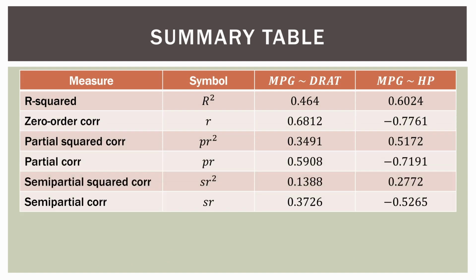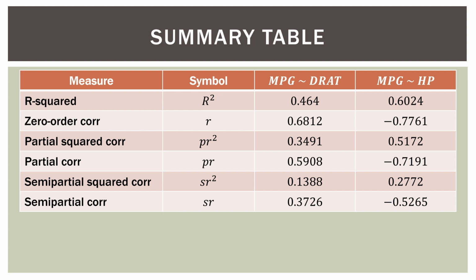So finally, a summary table of all the values we found before. What I want us to notice is the difference between these two columns as we go down. The R squared to start with for DRAT miles per gallon and then horsepower miles per gallon was 0.464 and 0.6024. So that's about a difference of 0.14, somewhere in there. Next, we can see that the absolute value of the difference in zero order correlation was less than a tenth. So it's less than 0.1 there in the second row. Then we go down to partial squared correlation. Well, there the difference, again, is about 0.15-ish, somewhere in there, 0.14. Move on down to the partial correlation. Here the difference is about 0.12 approximately.